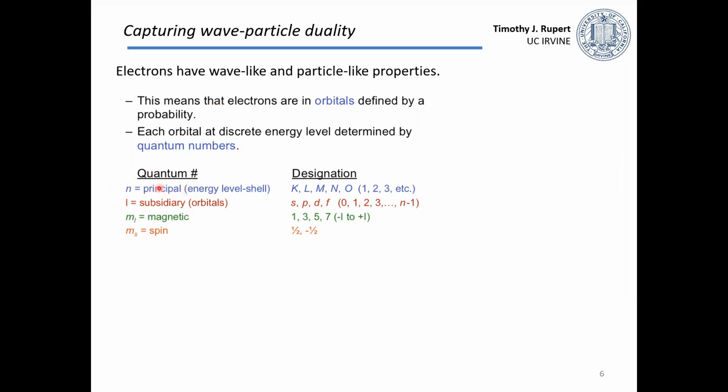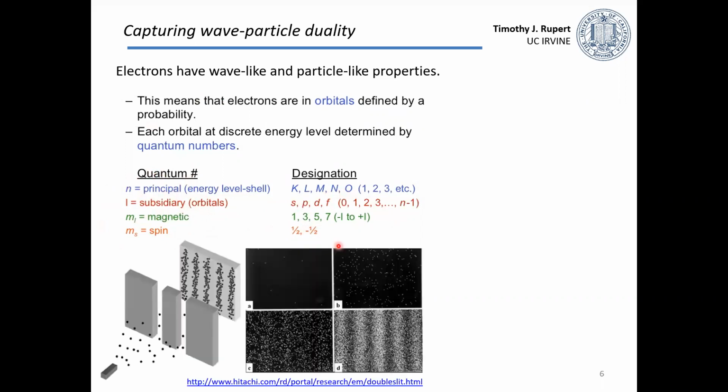In addition to the n, the principal quantum number we saw before, you can have these other ones. For example, you can have a quantum number that describes the orbital that you're in. You can also have a magnetic quantum number and a spin up or spin down quantum number. Again, what we're trying to capture is the fact that charged particles have some properties that look like waves and some that look like particles. An easy way to see this is in the double slit experiment.